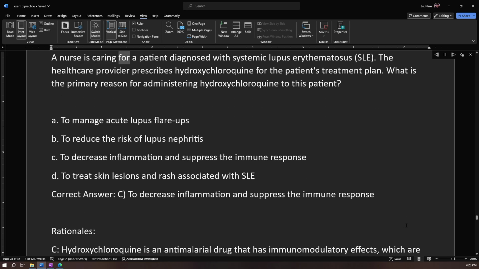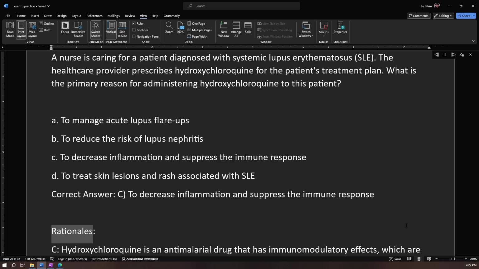A nurse is caring for a patient diagnosed with systemic lupus erythematosus, SLE. The healthcare provider prescribes hydroxychloroquine for the patient's treatment plan. What is the primary reason for administering hydroxychloroquine to this patient? A. To manage acute lupus flare-ups. B. To reduce the risk of lupus nephritis. C. To decrease inflammation and suppress the immune response. D. To treat skin lesions and rash associated with SLE. Correct answer. C. To decrease inflammation and suppress the immune response.